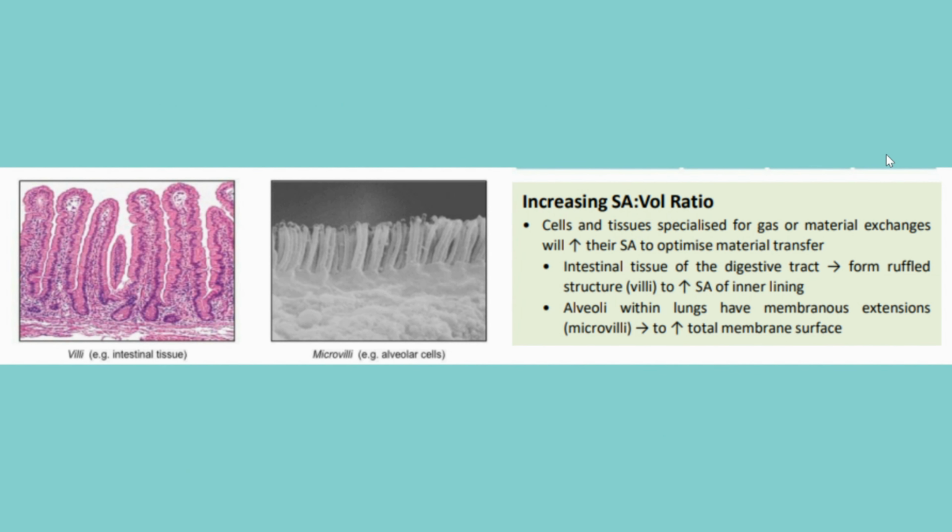Examples that we see in our body are the villi in the small intestine, as well as your microvilli, and you also have your alveoli, which help to increase surface area to volume ratio in the small intestine and lungs, respectively.